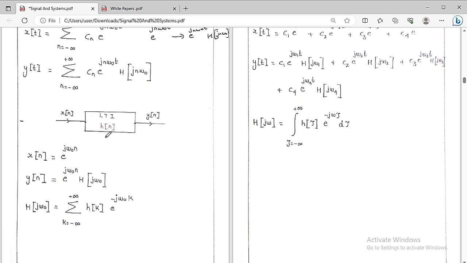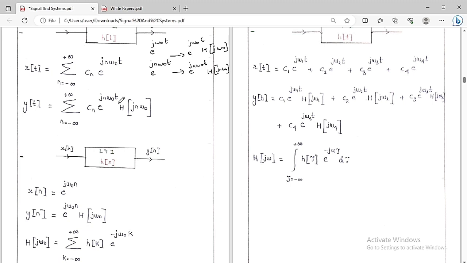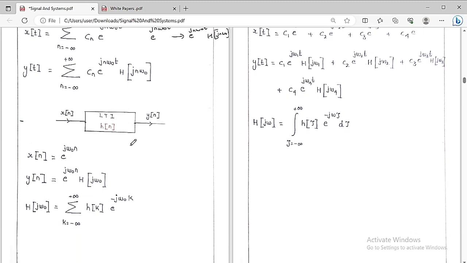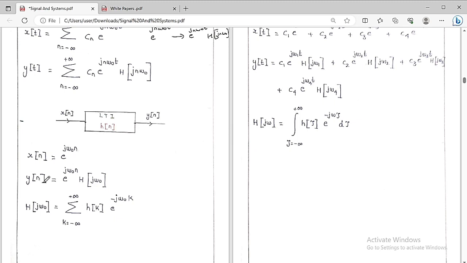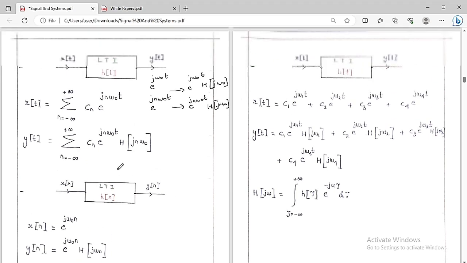Up to now we have discussed the continuous time domain. Now let's go for the discrete time domain. So this is the LTI system. For the LTI system, the impulse response is h of n and the input is x of n, so the output is y of n. Suppose the input x of n is equal to e to the power of j omega naught n; here I have kept n in place of t, that's it. Then what is y of n? y of n will be e to the power of j omega naught n into h of j omega naught. Just in place of t substitute n, and we are going to get the same thing.